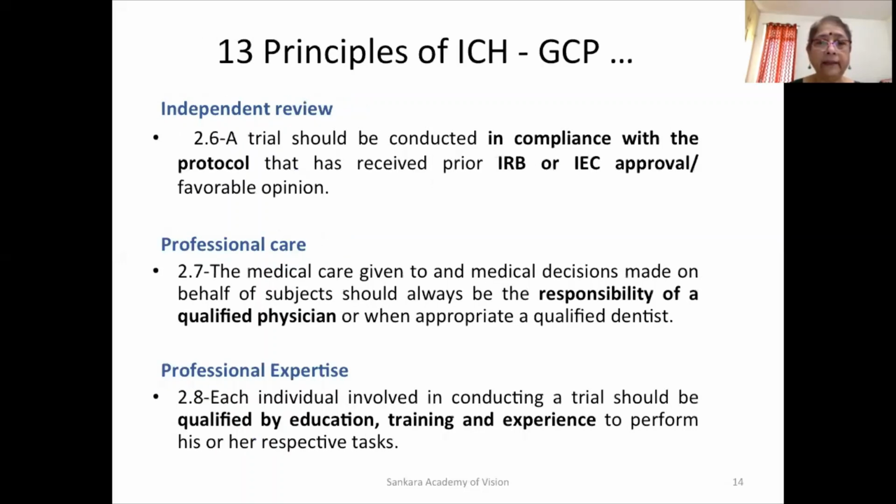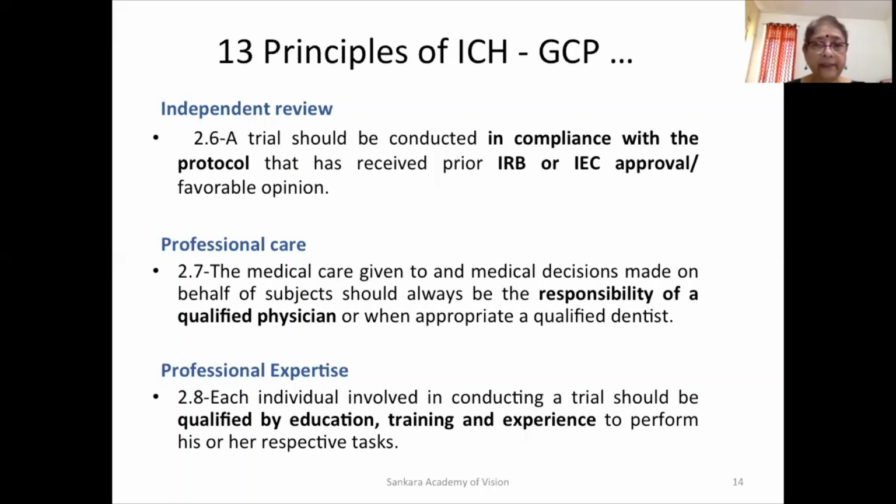And next one is about the independent review. So 2.6 states that it should be in compliance with the protocol. Whatever you do during the period of the trial should take care of that aspect. And it has to receive prior approval of IRB or IEC. So in our country, we generally use IEC or EC.